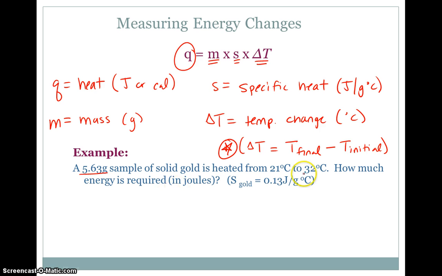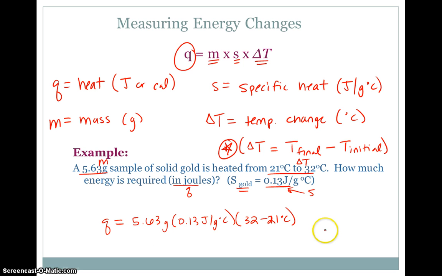So for example, if we look at this problem here, we have a 5.63 gram sample of solid gold heated from 21 to 32 degrees Celsius. How much energy is needed to do that in joules? We know the specific heat of gold is 0.13 joules per gram degree Celsius, because I can just look it up in a book. So as we look at this equation, this is my mass, this is my delta T, this is my S, so I'm solving for Q. So we just put the variables in, and we plug and chug. Q equals 5.63 grams times 0.13 joules per gram degree Celsius times 32 minus 21.